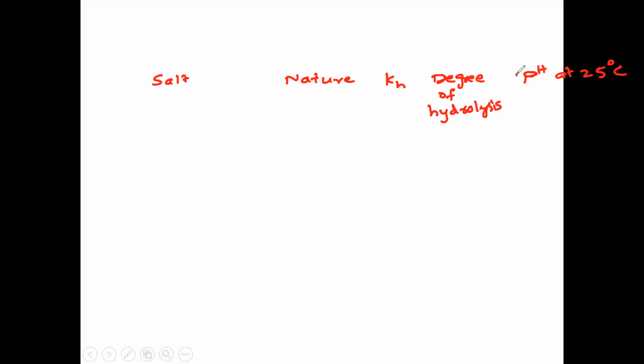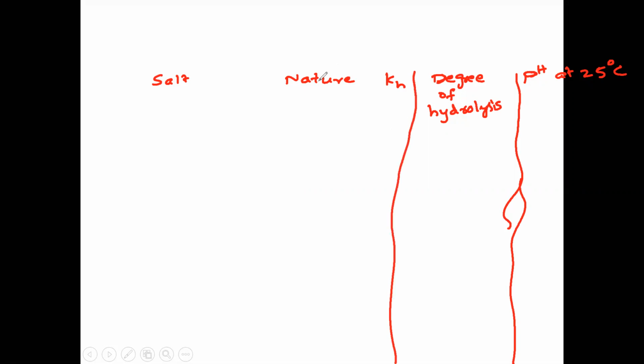So please note down, this table is very, very important. It's very difficult to draw by means of a digital pen. So please try to understand: degree of hydrolysis and nature. I'll move it a little bit. Here I'll move it, nature. And then is salt.